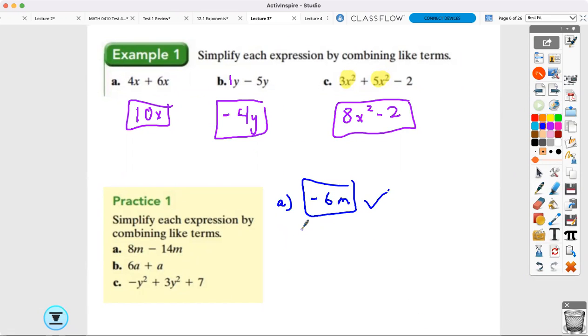On B, on the count of three, I want you to type your answer for B in the chat. On three, press enter. 1, 2, 3. What did we get for B, class? I haven't looked yet. My apologies. For B, we have 7a. Excellent, class. Excellent. And we got 7a.